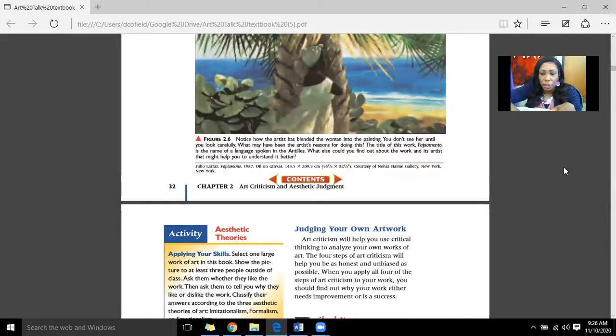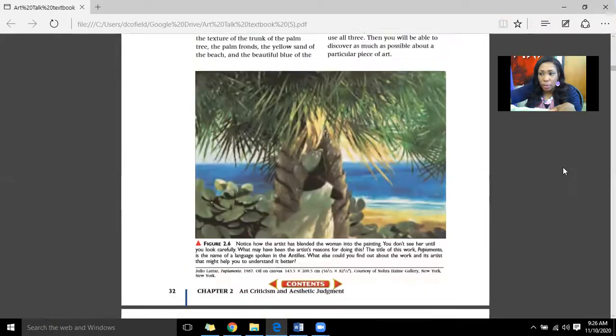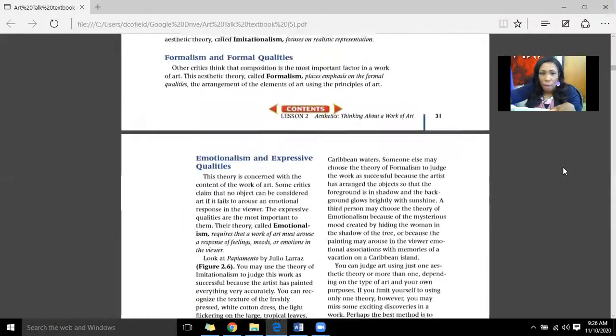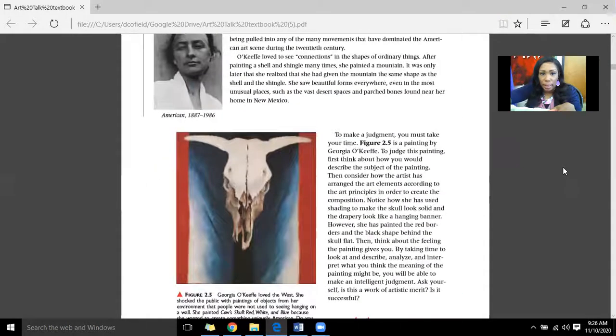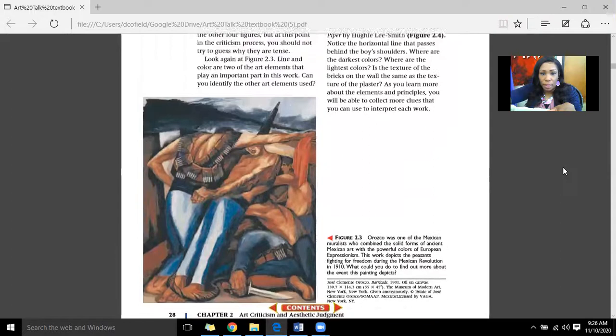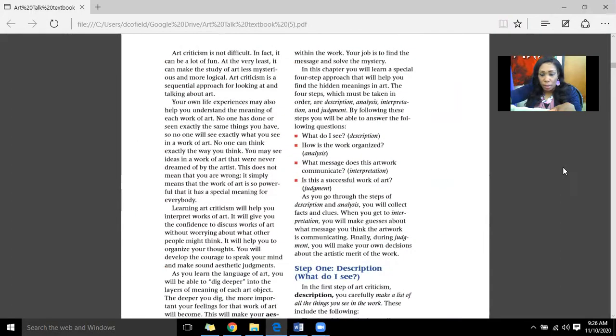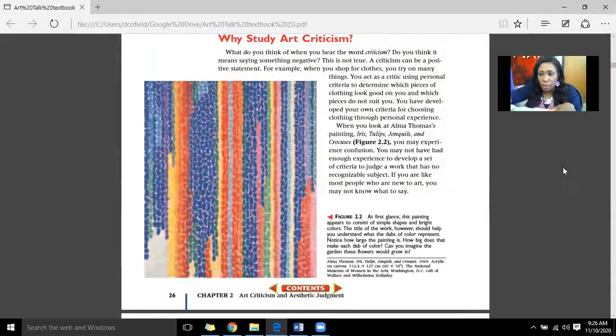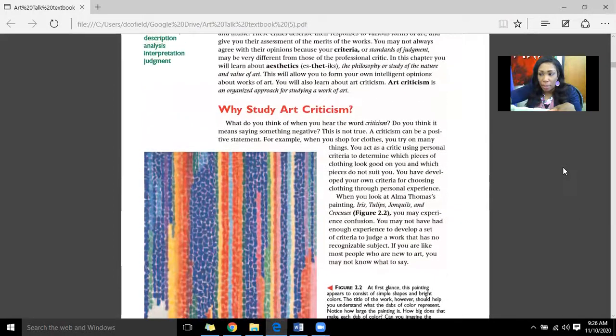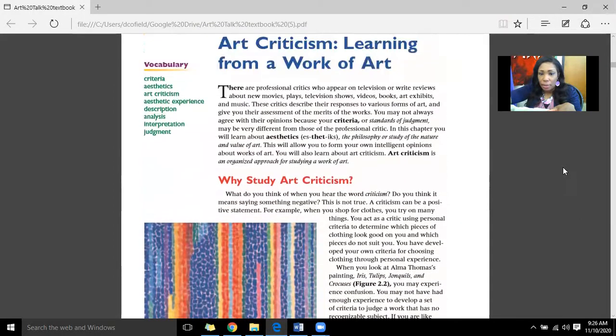So we talked about this chapter yesterday and made sure that you all understood. It was talking about formal qualities. We learned about expressionism. We learned about how to use art criticism, describing, analyzing, interpreting a work of art. We talked about the importance of that, and how when you look at works of art, you can describe, analyze, interpret, and judge it. Those are some things that we discussed.